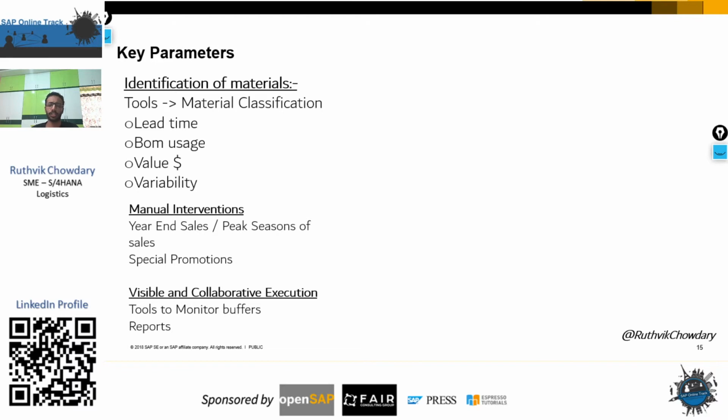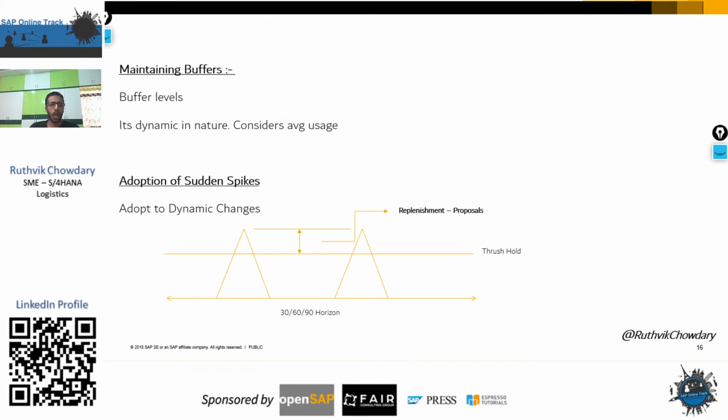So I will directly focus on what is available in 1909 FPS 1. Even in FPS 1, a few cosmetic changes happen. Functionality changes don't happen, only cosmetic changes from FPS 1. So we'll be seeing it. Maintain buffers: it is a dynamic adjustment, because it will be considering the decoupling lead time. What decoupling lead time is, we'll also be discussing. Based on decoupling lead time and the material classification you have done, the system will propose the buffers.